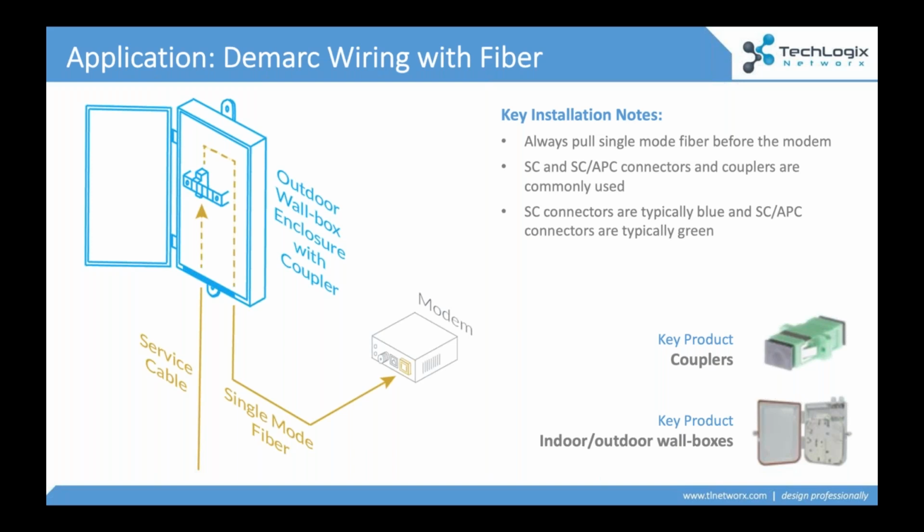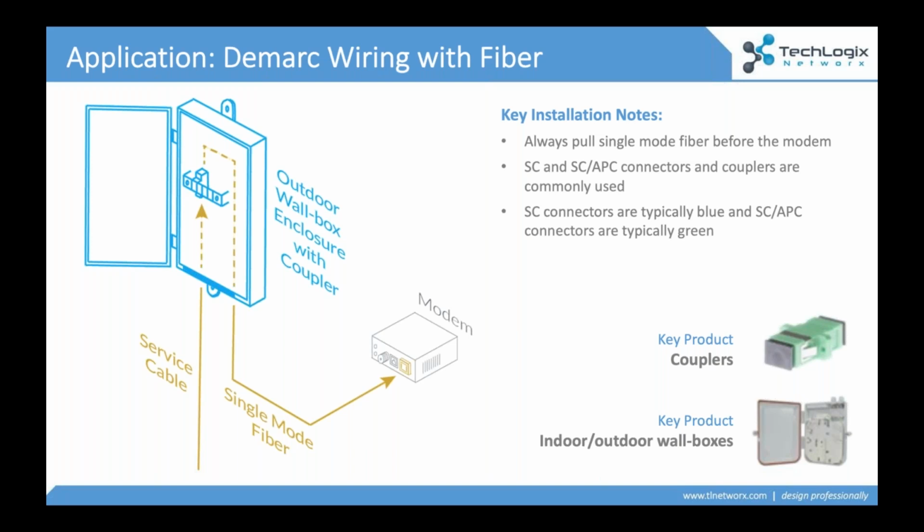But know this, you always have to pull single mode fiber to the Demarc, okay? And frankly, anything before the modem needs to be single mode fiber optic cable. Why? Well, because there's two different types of fiber, single mode and multi-mode. Single mode has a smaller core size, and a smaller core size means you can go long distances. And when we talk about service feeds, when we talk about Demarcs, we're talking about long distance optical cable distribution.